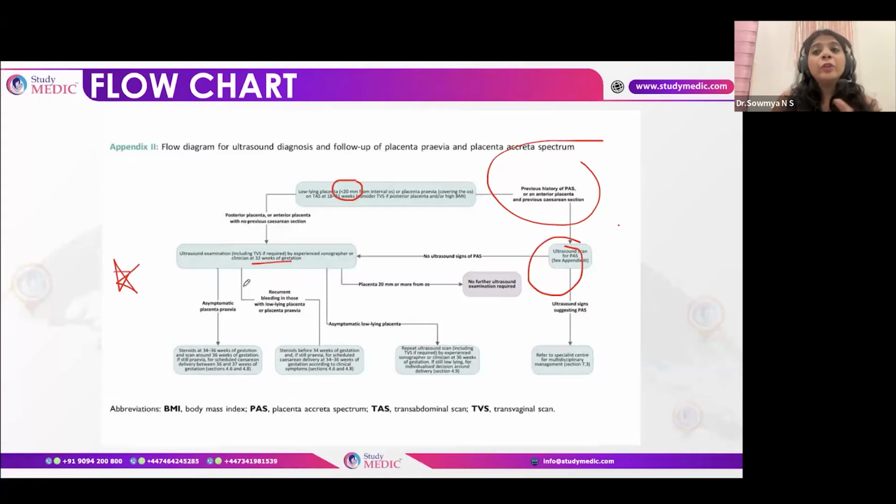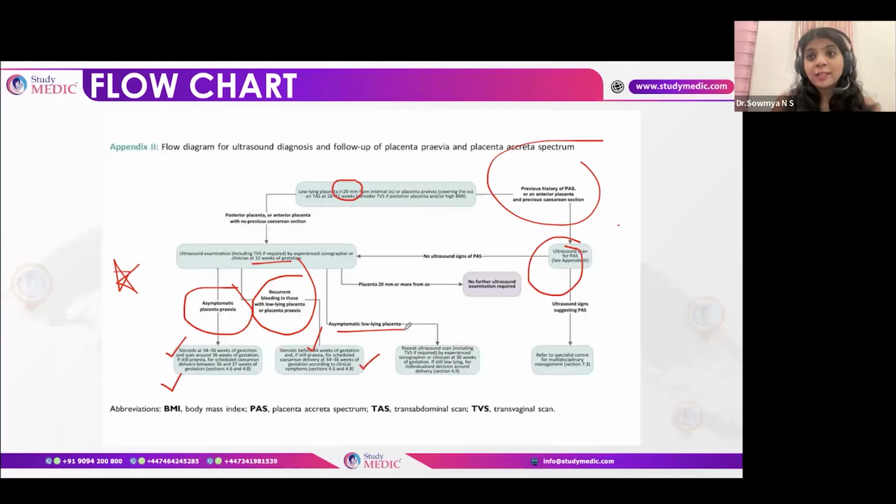And if it is confirmed placenta previa, and somebody is asymptomatic, she has a low placenta previa but is asymptomatic, then you give steroids at 34 to 36 weeks and try to deliver by 36. If somebody has minimal spotting that keeps recurring, then you will have to give steroids before 34 weeks and deliver them a little preterm, by 34 to 36.